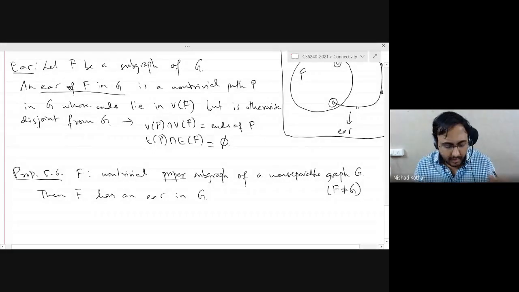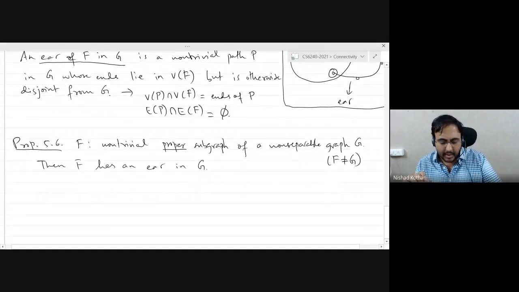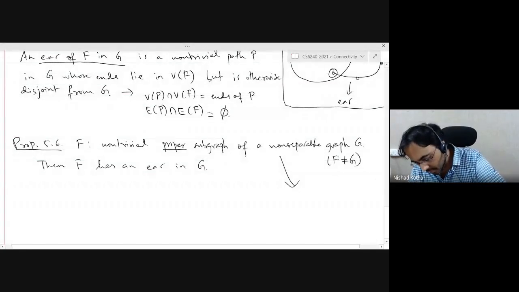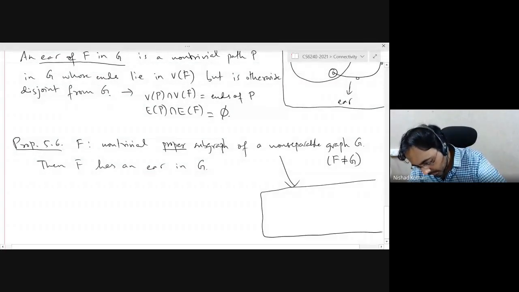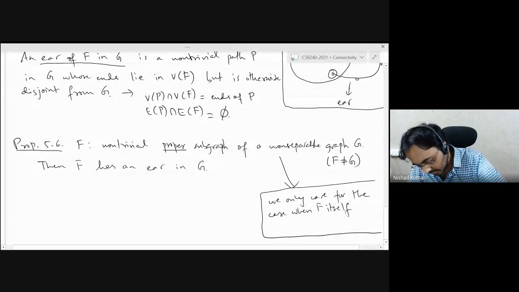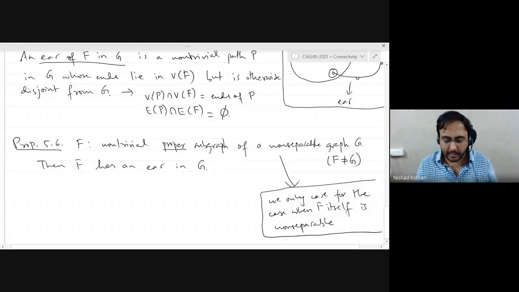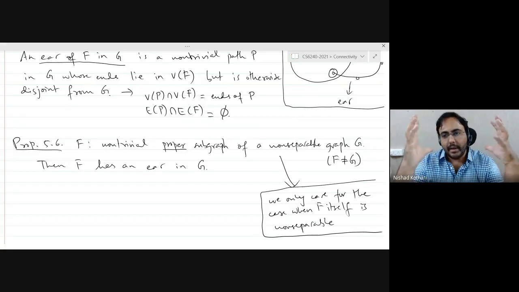In the proposition, F is not assumed non-separable. However, as far as we are concerned, we only need the proposition when F is non-separable. So we only care for the case when F itself is non-separable. However, the proposition does not require that assumption. So the way you want to think about it is you want to think with this assumption, but we will not use this assumption to prove it. So think about there being a non-separable subgraph of a non-separable graph.